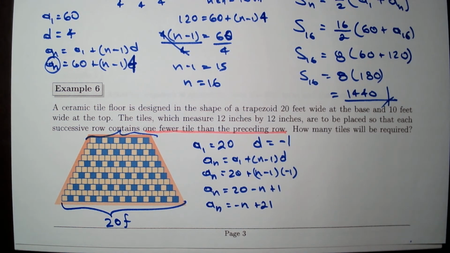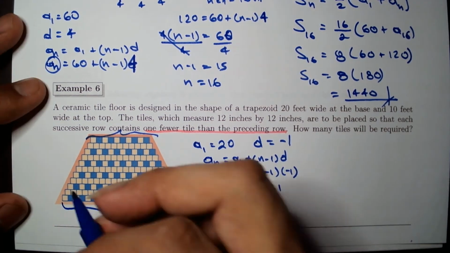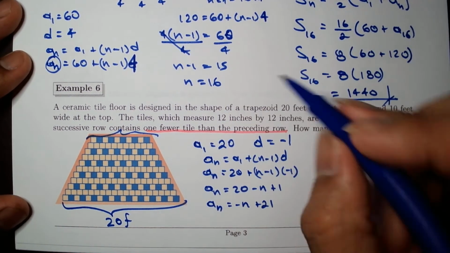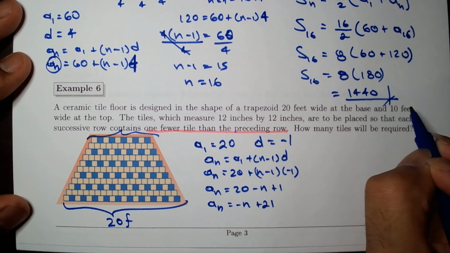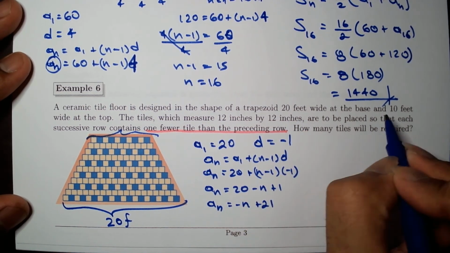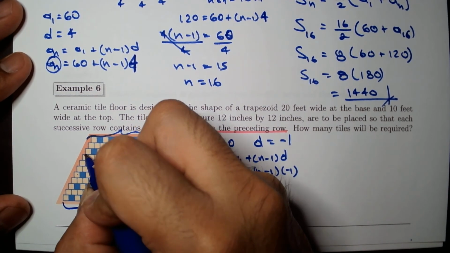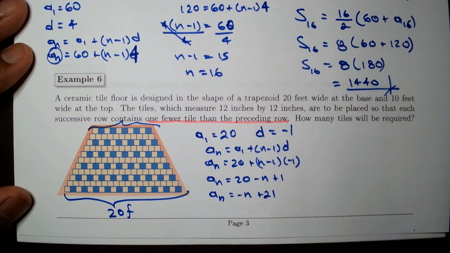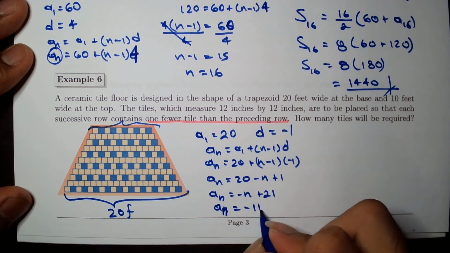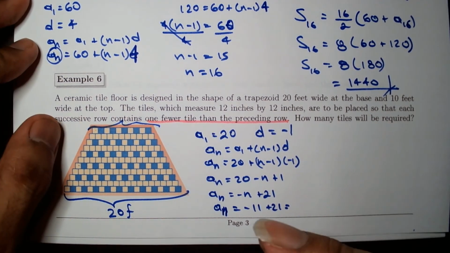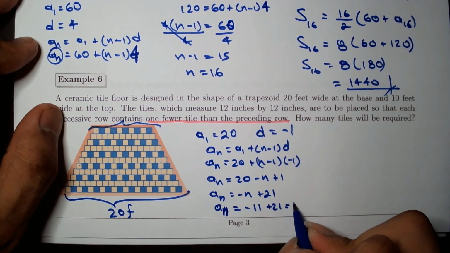All right. So in this case, how many rows are we going to have? So we are going to count them. Between the row with 20 feet and the row with 10 feet, we're going to have 1, 2, 3, 4, 5, 6, 7, 8, 9, 10, 11. So I need to find a sub 11. And in this case, it's going to be 21 minus 11, that's 10.